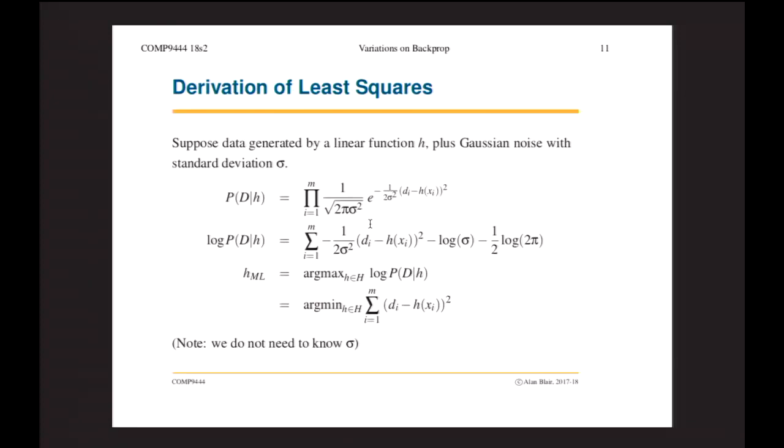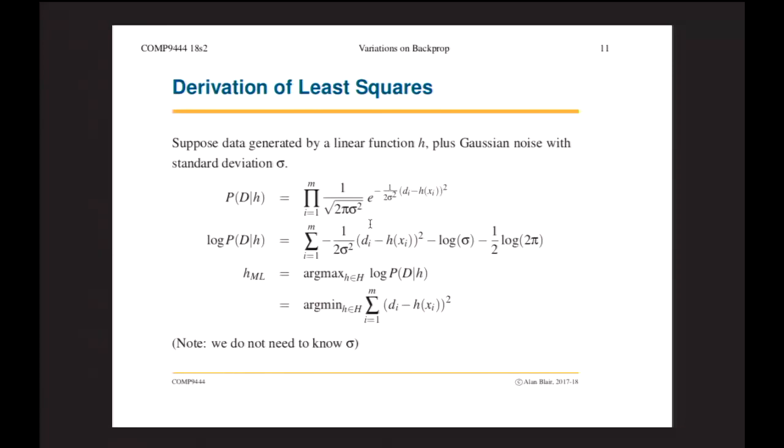Now, what happens when we take the log of this? Well, the log of a product is the sum of the logs of the individual terms, so the product turns into a sum. Now, the log of e to the power something is equal to the something, right? So we pull that out and we say, okay, minus 1 over 2 sigma squared times (d_i minus h(x_i)) squared. Now, what about this constant? Well, the log of that is minus log of sigma minus a half log of 2 pi.